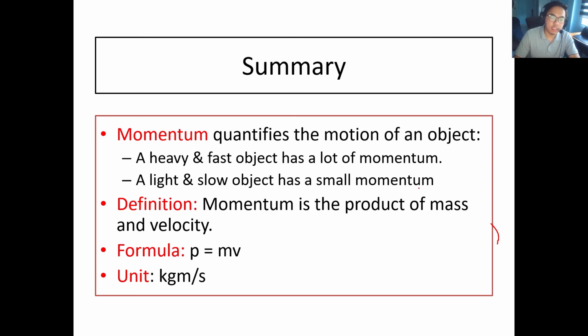The definition of momentum, you can get it just by looking at the formula of momentum: p is equal to m times v. So the definition is similar. Momentum is the product, and product is just another word for multiplication, of mass and velocity. And the unit for momentum is kilograms meters per second. And that's the end of the first part of this lesson.